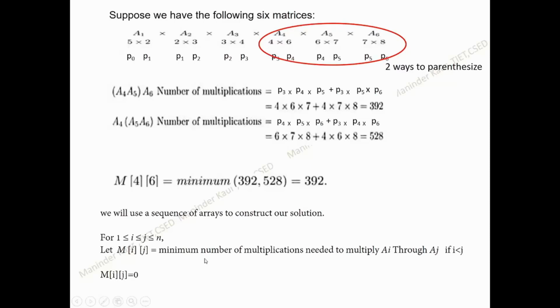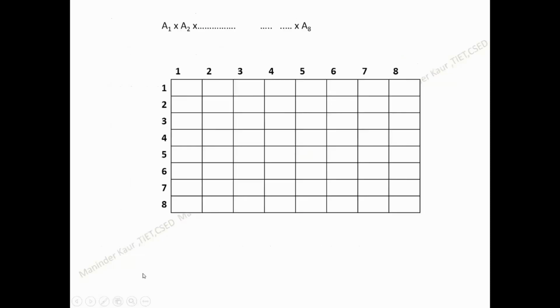In general form, we can say M i,j is the minimum number of multiplications needed to multiply Ai through Aj, where i is less than j. And if i is equal to j, that means only one matrix is involved, then the number of multiplications is 0, because nothing is being multiplied there.